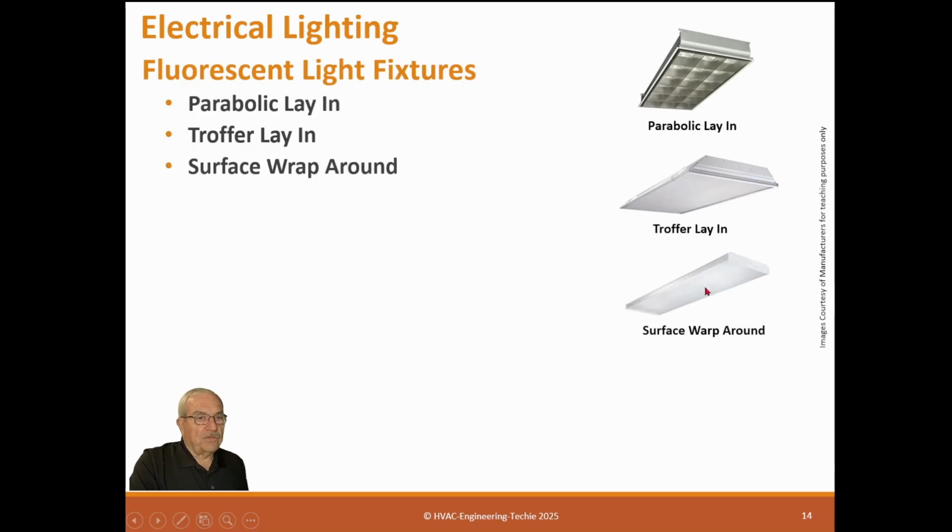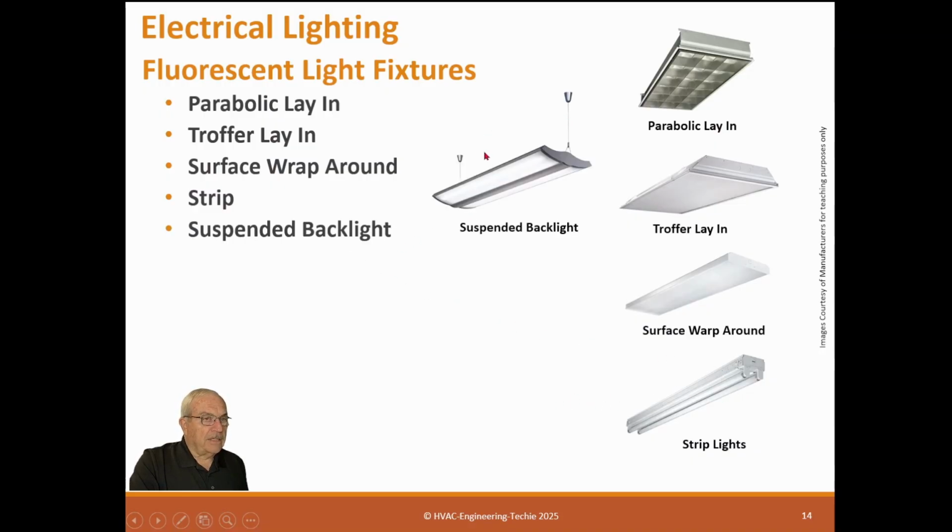And we have surface wraparound fixtures that are mounted surface-wise. We have strips that are normally surface-wise. Then we have suspended lights that also have backlights. They shine light up to the ceiling and light down. We have high bay reflectors. So this has a poly-stainless reflector behind the lamp, which forces more light down.